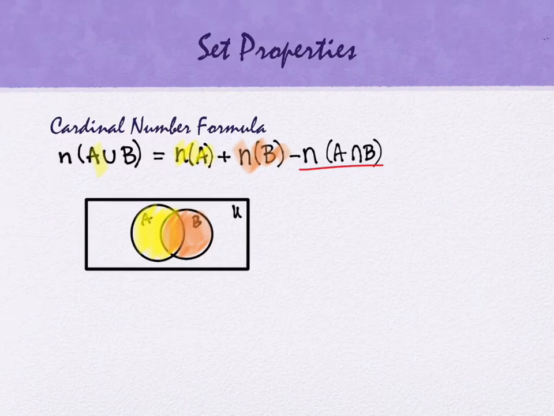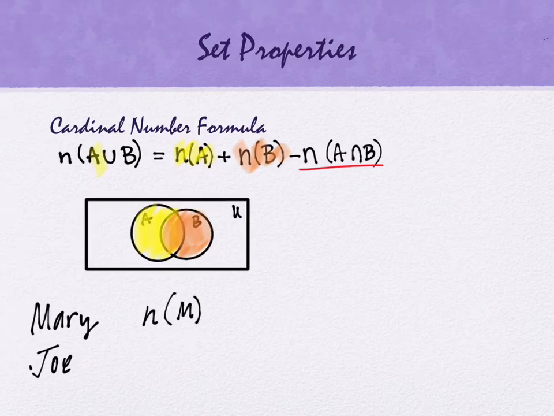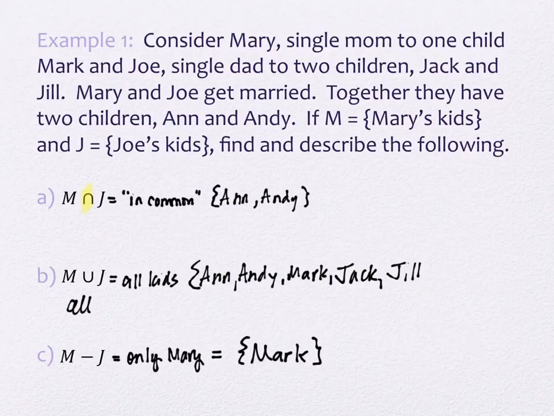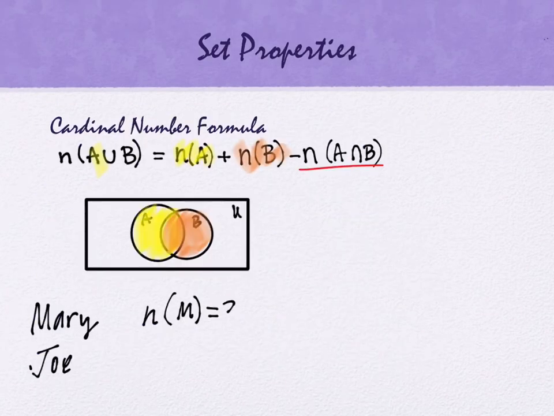So if we were to go back and talk about Mary and Joe, if you were to count the number of Mary's kids, I'm thinking biology again here, how many kids did Mary biologically have in our description? She had 3, right? She had Mark originally, and then she had Ann and Andy. So Mary had 3.